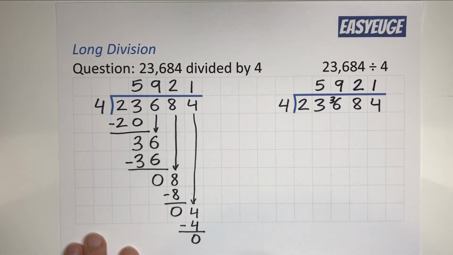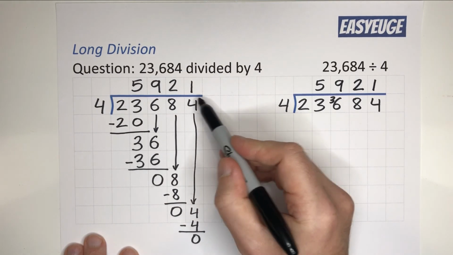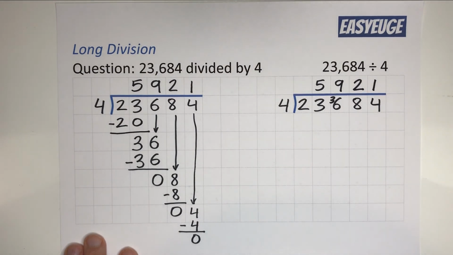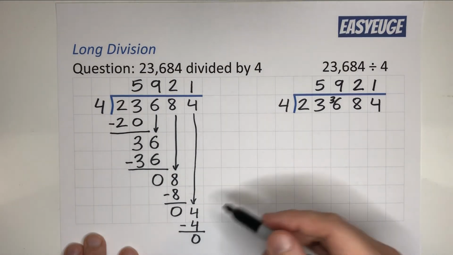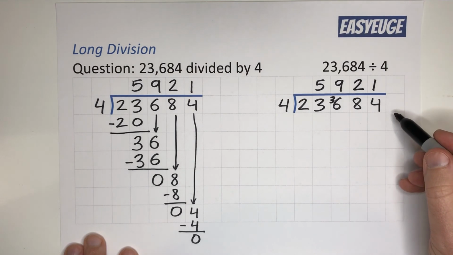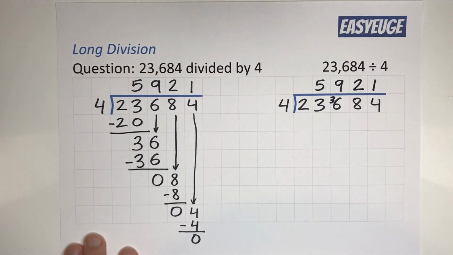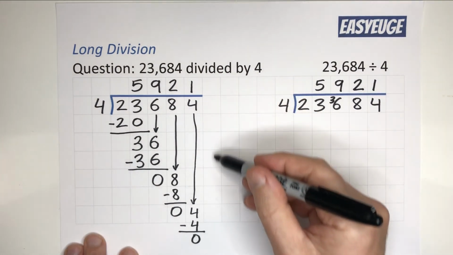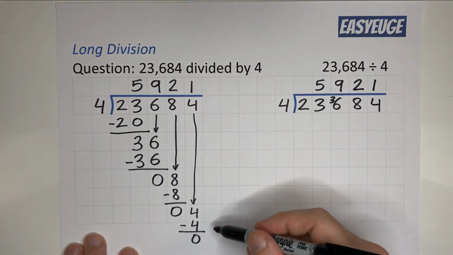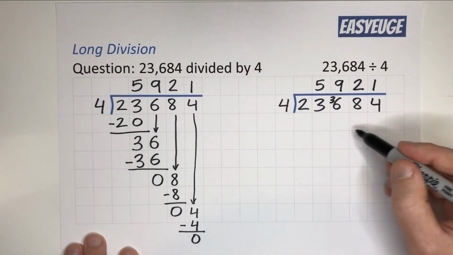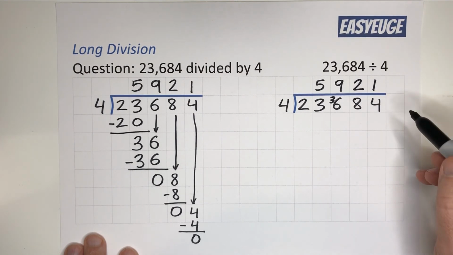So you can see both answers are exactly the same, 5921. Both answers are the same. This is long division. This is bus stop division, as some people call it, because this looks like a bus stop. But whichever method you find the easiest is the one that you should use. And in school or at home, if you're asked to do long division, follow this method. But if you're working something out quickly at home or for a project, you can easily use this method right here.